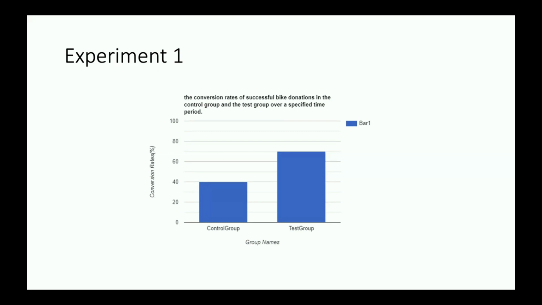The historical data will enable us to determine if the modified recommendations lead to a significant improvement in the number of successful bike donations compared to the usual recommendations provided by the program. In the image shown on the screen, the graph shows the conversion rates of successful bike donations in the control group and the test group over a specified time period. The results show that the modified recommendations in the test group lead to a higher conversion rate compared to the control group, indicating that the modifications were effective in improving the accuracy of the bike donation process.